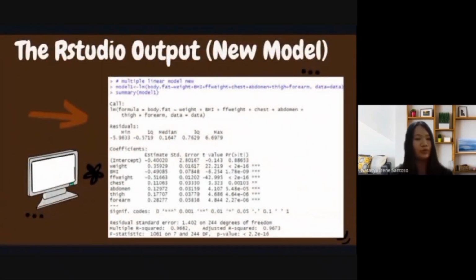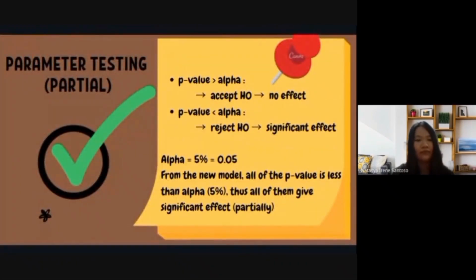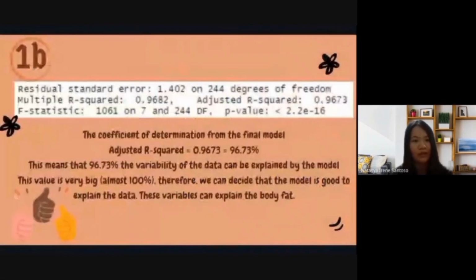So this is the output for the new model. And in the new model, the p-value is less than alpha. Then we reject H0. Therefore, we can decide that there is an effect of those independent variables on the value of body fat simultaneously. And from the new model, all of the p-values are less than alpha. Thus, all of them give a significant effect partially.